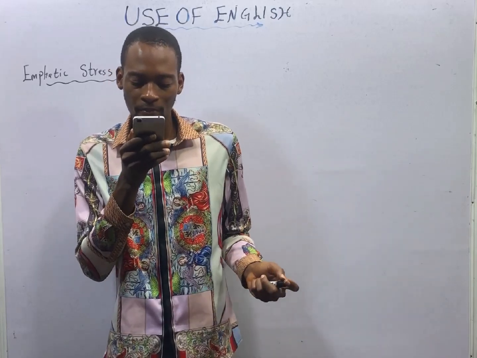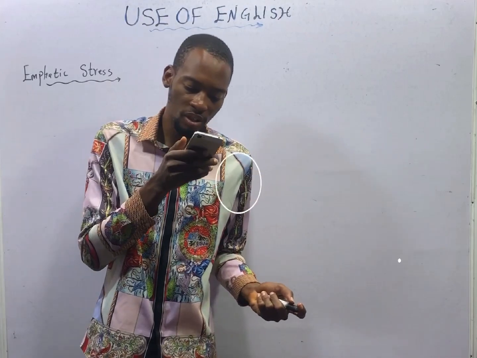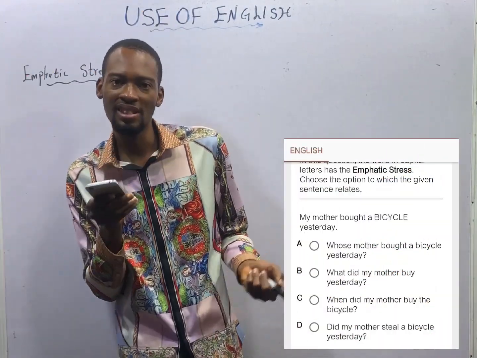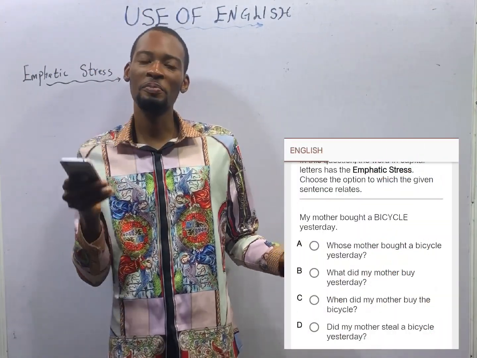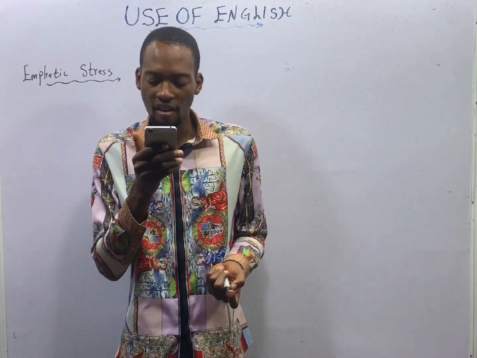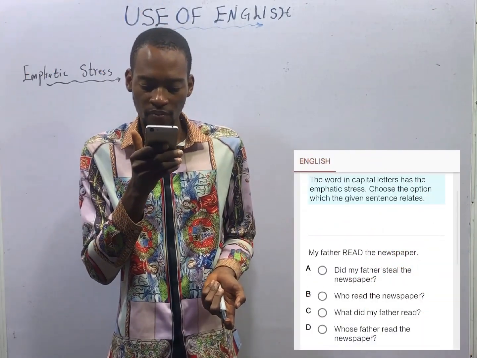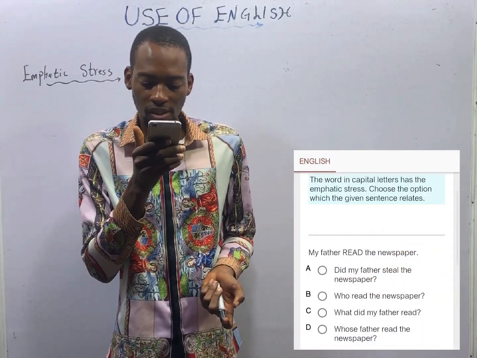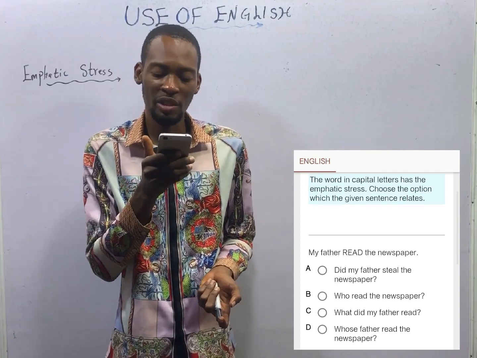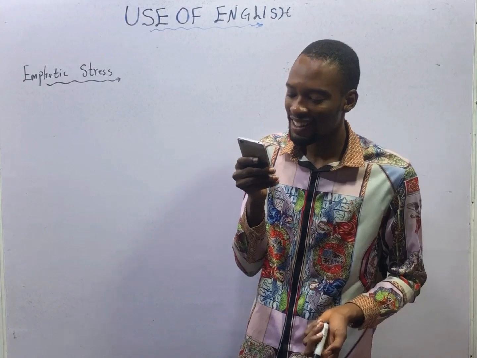My mother bought a bicycle yesterday. There is bicycle in option A, option C, and option D. So option B is the correct option. Then, my father read the newspaper. Read is in option B, read in option C, read in option D. So option A is the correct option.